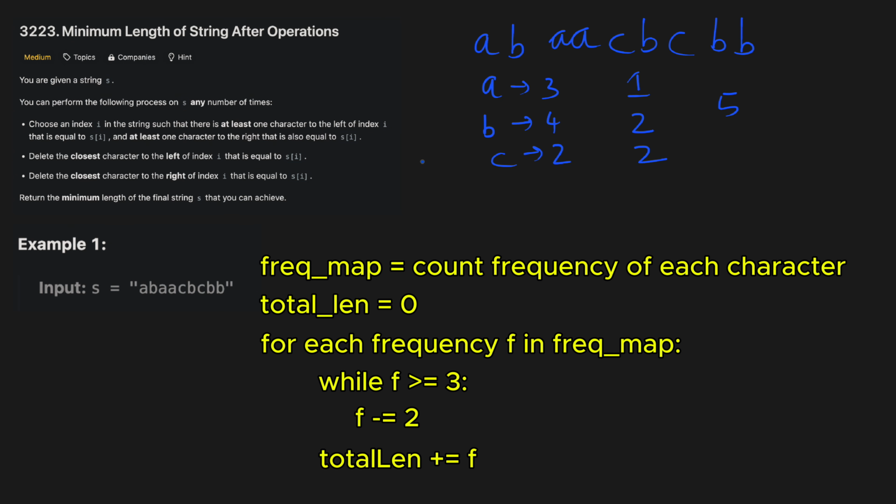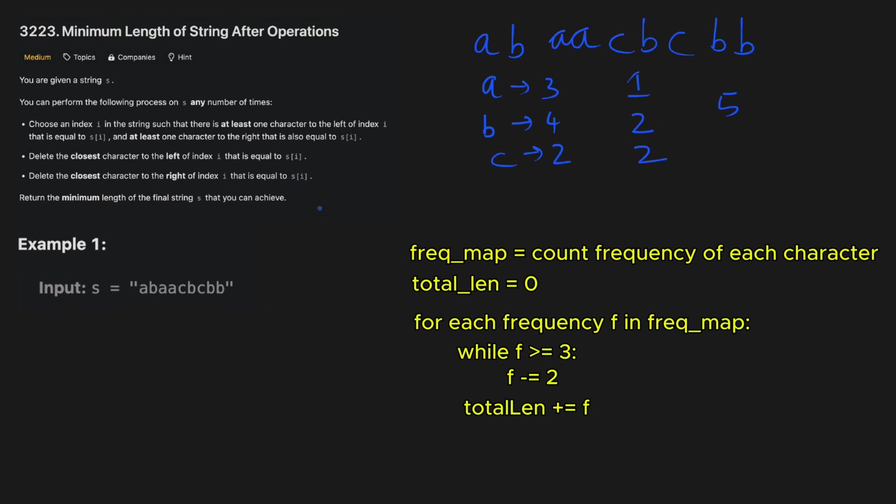And now if we observe this logic, say we have 5 identical characters, say we have 5 A's. Since frequency 5 is greater than or equal to 3, we can remove 2 characters. So now frequency becomes 3 and 3 is again greater than or equal to 3. So we can again reduce it by 2. So now eventually we have 1 remaining A.